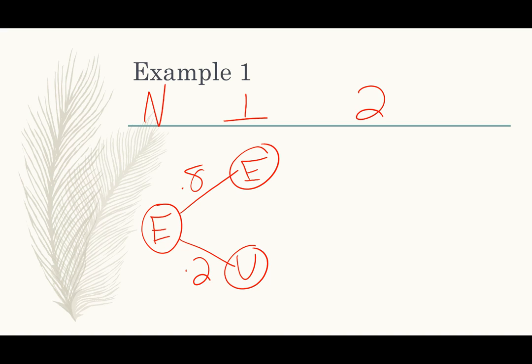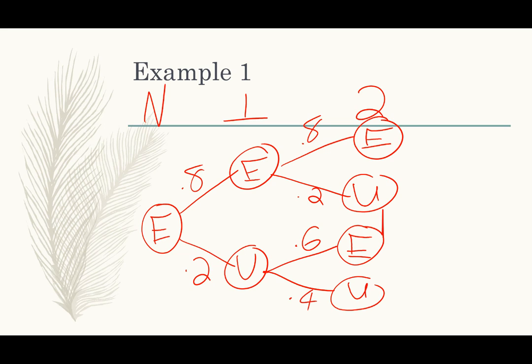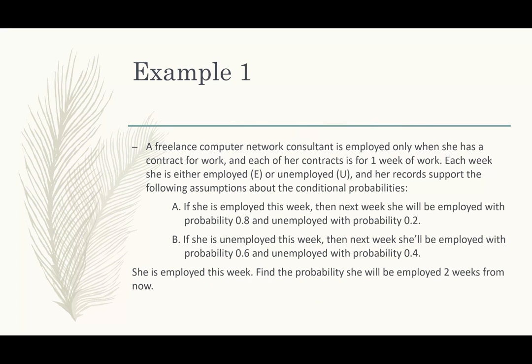Now, if she's employed after 1 week, then the probability of her being employed again would be 0.8, and the probability of her being unemployed would be 0.2. Remember, if she's employed, it's a 0.8 probability she's employed again, 0.2 she's unemployed. Now, if she happened to be unemployed after 1 week, then the probability of her getting employment on week 2 is now 0.6, and the probability of her being unemployed in week 2 is 0.4. So there's your tree. Let's look at what the question was asking again. The question was asking, find the probability she will be employed.